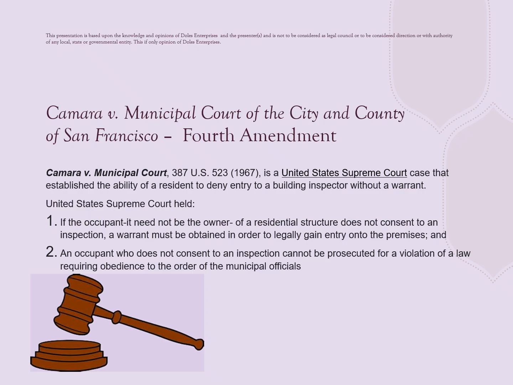The court began its analysis by stating the fundamental premise that a search of private property is unreasonable unless consented to or authorized by a search warrant. It then addressed each of the city's three arguments in favor of carving out an exception to that rule in the case of municipal health and safety codes. The final decision by the U.S. Supreme Court determined that if the occupant, who need not be the owner, of a residential structure does not consent to an inspection, a warrant must be obtained in order to legally gain entry into the premises. And an occupant who does not consent to an inspection cannot be prosecuted for a violation of a law requiring obedience to the order of the municipal official.